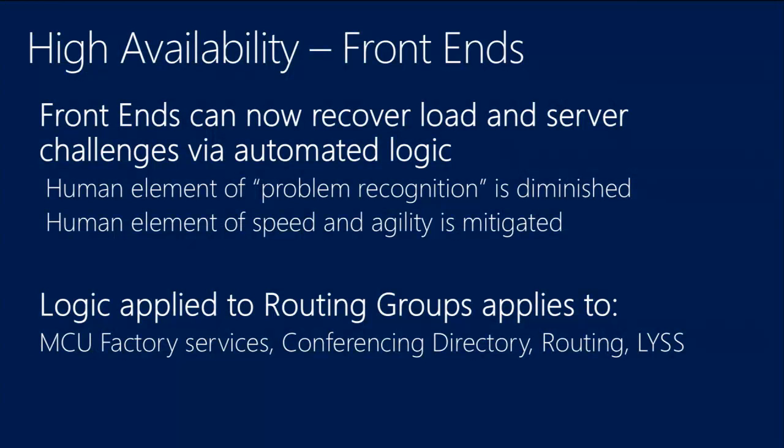Now, this logic isn't just applied to routing groups. This logic for the user groups, that's what we call them, routing groups, this logic also applies to the MCU factory services, conferencing, routing, lists, not the E911 one, but this one that works with the CDR archiving. So there's logic that will follow this mesh pattern around and we'll leverage Windows Fabric so that these services are more available. So when a user fails over, not only is their data now on another front end, the service that they want, the conference that they want, is there as well.